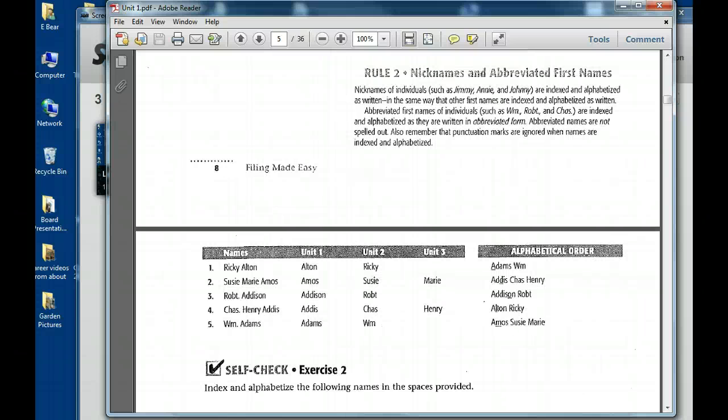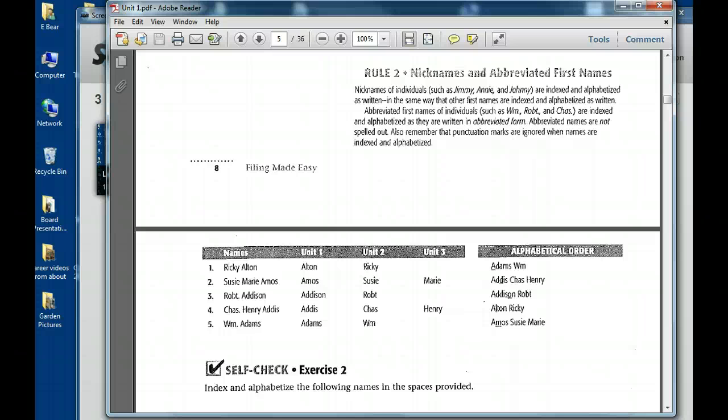Rule number 2, nicknames and abbreviated first names. Nicknames of individuals such as Jimmy, Annie, and Johnny are indexed and alphabetized as written in the same way that other first names are indexed and alphabetized as written.